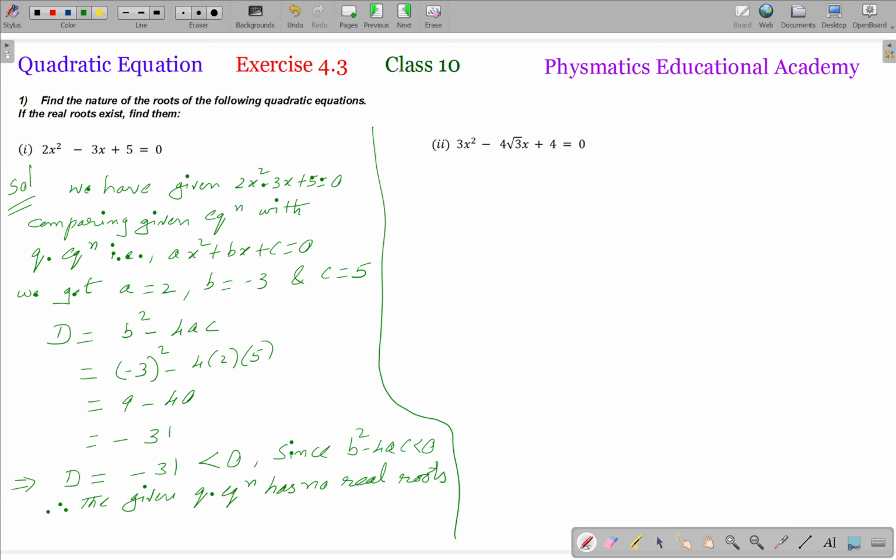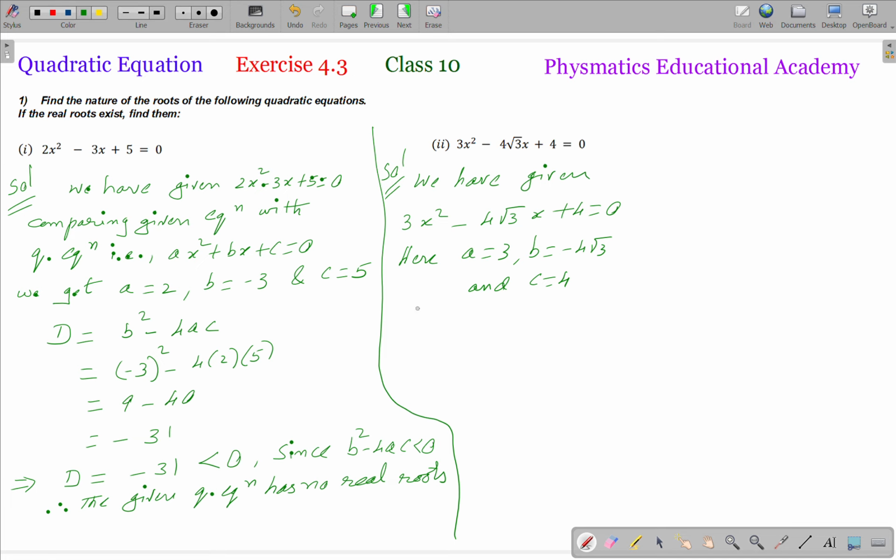Now coming to question number 2, we have the solution. We have given 3x square minus 4 root 3x plus 4 is equal to 0. Here a is equal to 3, b is equal to minus 4 root 3, and c is equal to 4.